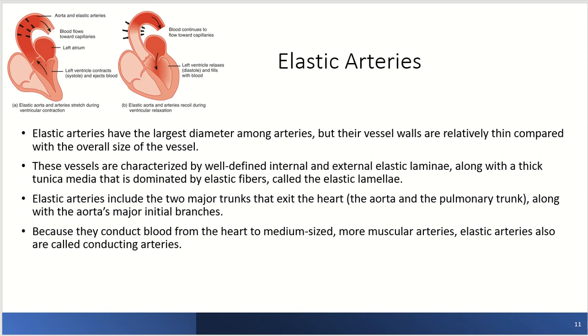The elastic arteries are going to include the 2 major trunks that are exiting the heart, the aorta and the pulmonary trunk that we've discussed. Along with that, we're also going to have the aorta's major initial branches. These are all going to be elastic arteries. And because they conduct blood away from the heart to the medium-sized and more muscular arteries, these elastic arteries are also going to be called conducting arteries.